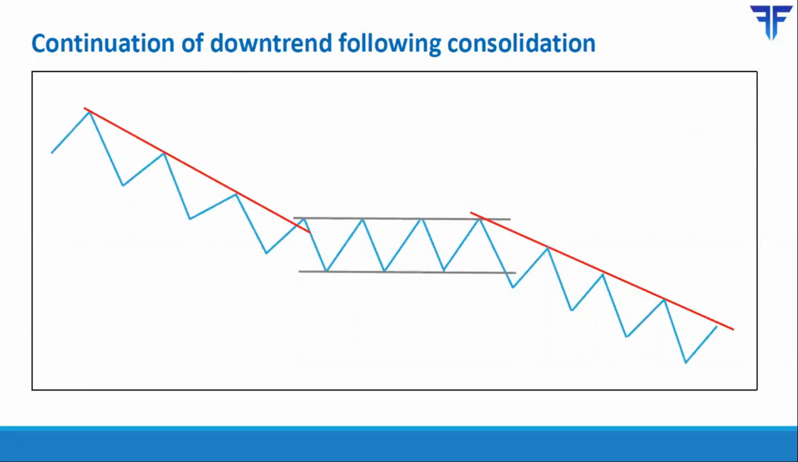The opposite of this would be continuation of downtrend following consolidation. So oftentimes it happens that after a nice and steady decline in price, the sellers take a pause for a brief period of time, which could last from a few days to a few weeks, as the case may be. And then the selling resumes again, which is what this chart shows.